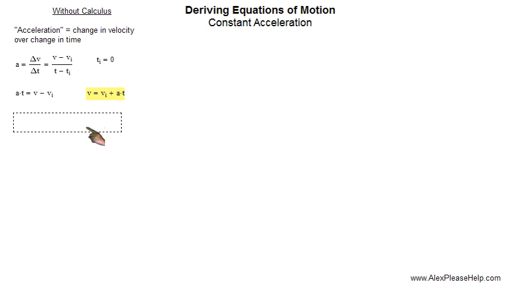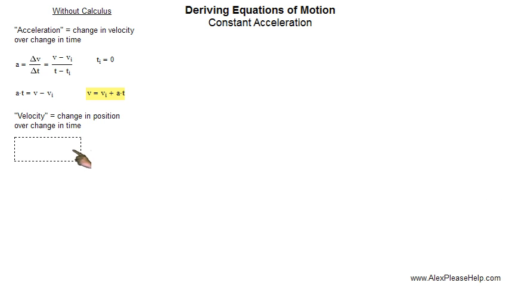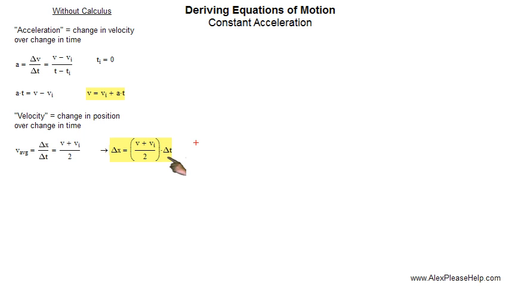Next, you move on to the definition of velocity. Change in position over change in time. The average velocity can be calculated as the total distance traveled over the time it took to go that distance. If you also remember how you find the average of two numbers, one number plus another number divided by 2. Average velocity is final velocity plus initial velocity divided by 2. From here, you can get the second major equation. Distance traveled equals the average velocity multiplied by the time it takes.